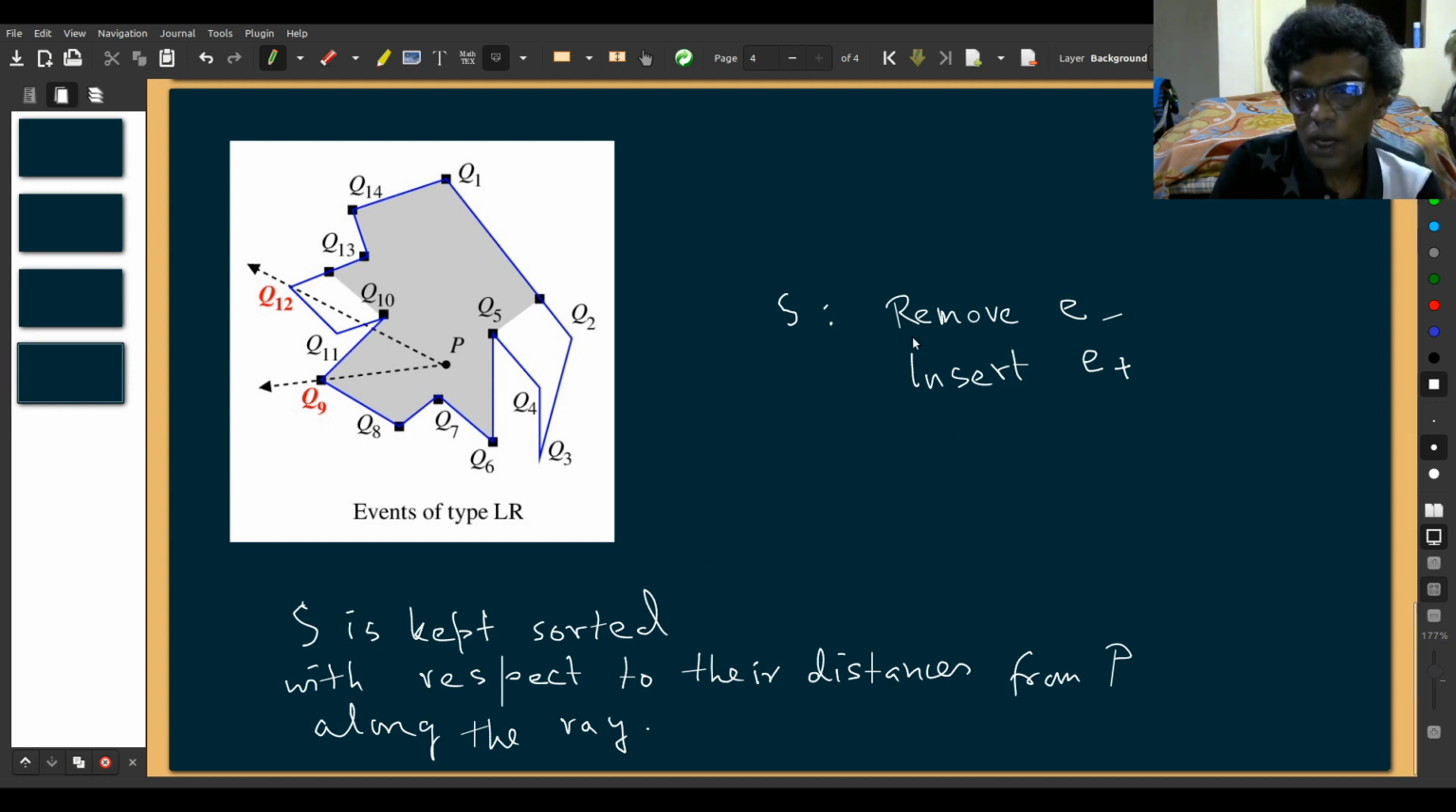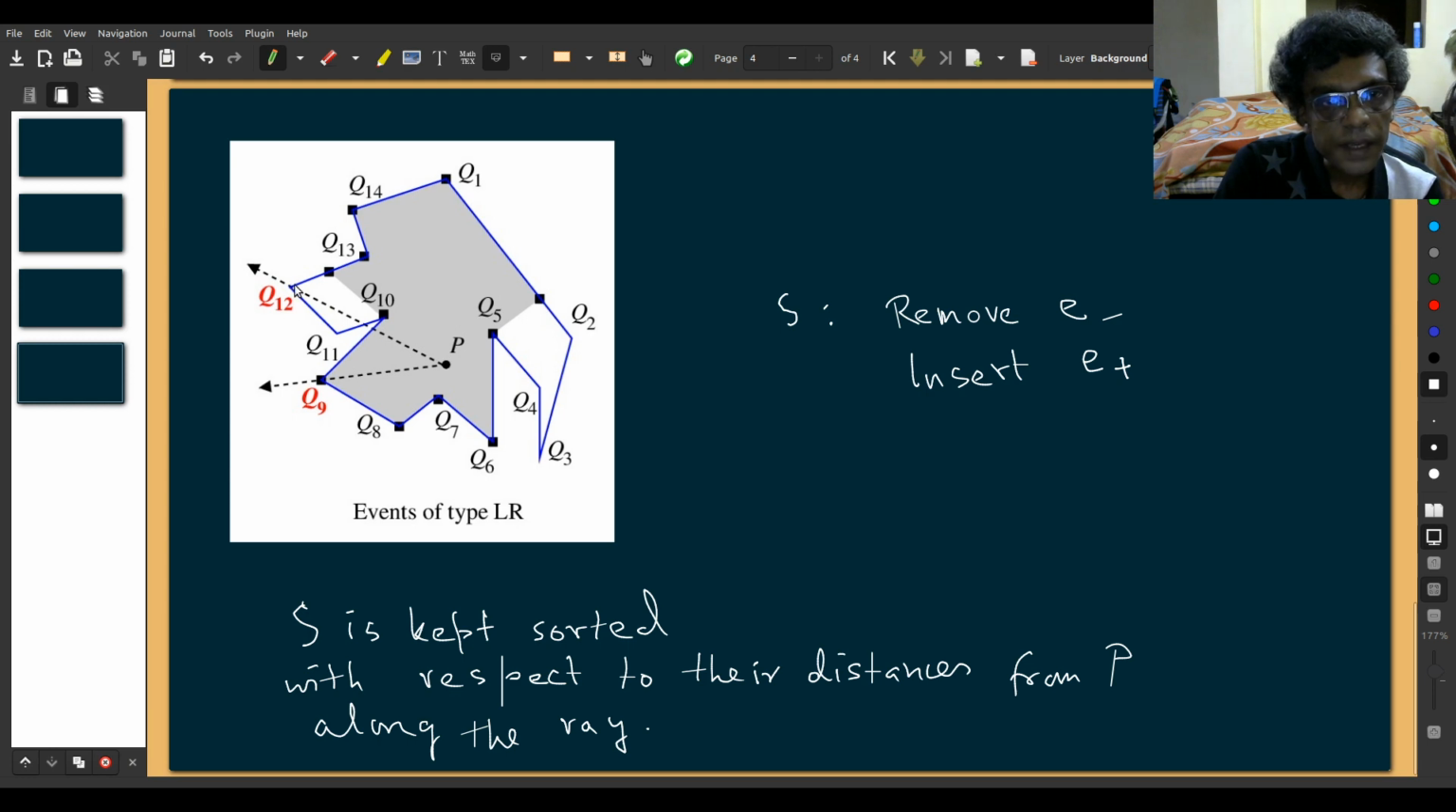Okay. So now I identify after inserting E plus whether E plus is the closest edge along the sweep ray, closest among all the active lines. If so, I will add Q9 to the output, as is the case here. At this point E plus is the only active region, and therefore it has to be the closest. So I will add Q9 to the output polygon.